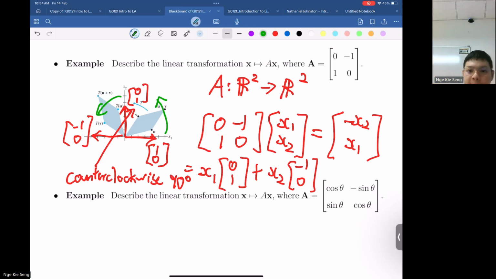More generally, this is the rotation matrix here. You can see that if you put theta equals 90 degrees, you will get this. Right or not? Sine and cosine of 90 degrees is what?